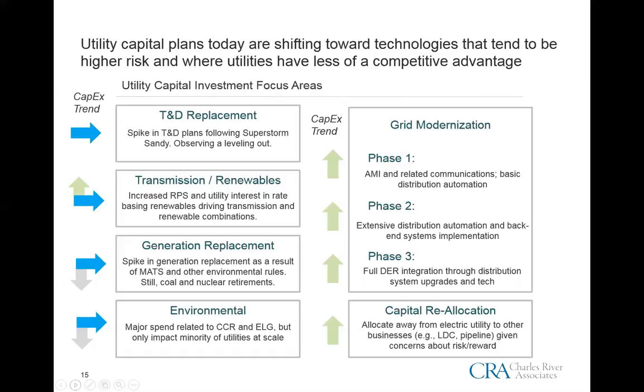Phase 2 is a much more extensive DA rollout, the back-end systems implementation around the MDMS, the meter data management, the outage management systems. And then phase 3 is really getting into full DER integration through distribution system upgrades and technology. So I think we're seeing a very significant shift of capital towards these areas. And we also see a shift of capital away from the utilities for some. So maybe they can invest in their LDC or they can invest in the pipeline, where they think they have greater advantage. And I think that's a recognition of some of the greater risks in the electricity business.